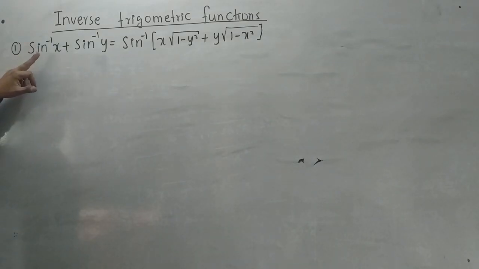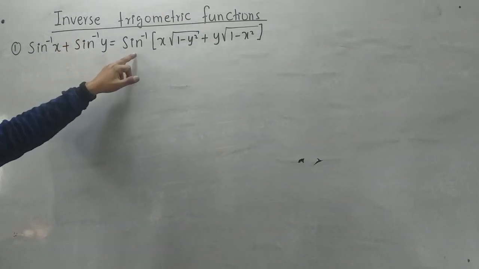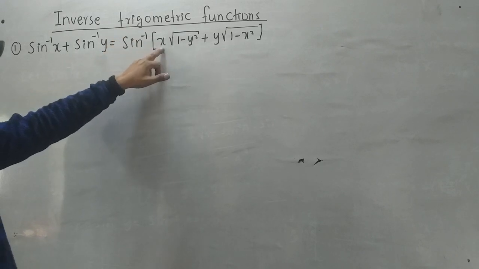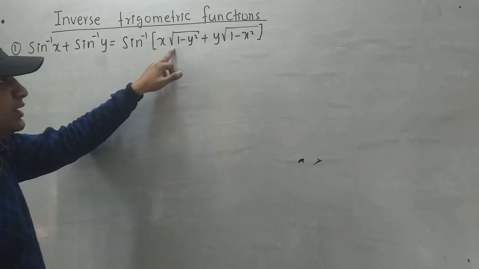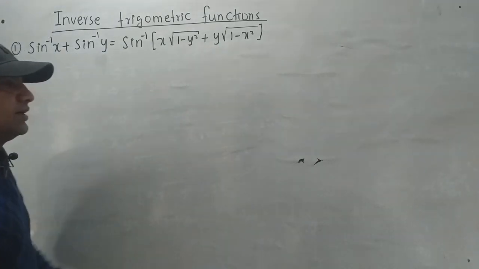So we are dealing with inverse trigonometric functions today. But before proceeding to the exercise, we need to understand some basic formulas. The first formula: sine inverse x plus sine inverse y equals sine inverse of x times under root of 1 minus y square plus y times under root of 1 minus x square.